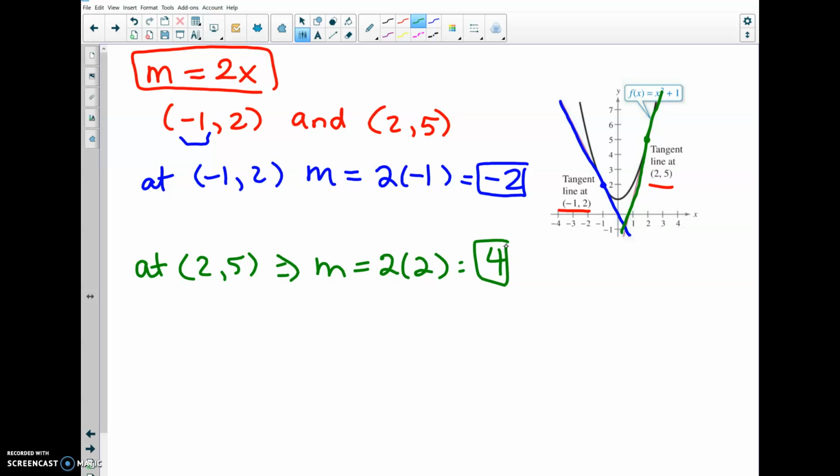We're just talking about the slopes right now. Notice we didn't do anything with our y values. That's going to come later on in this section or chapter.